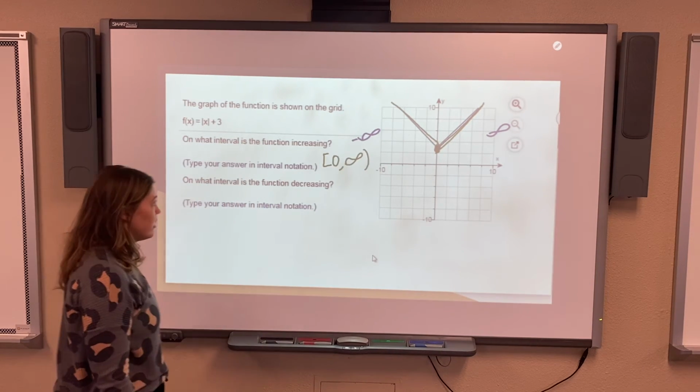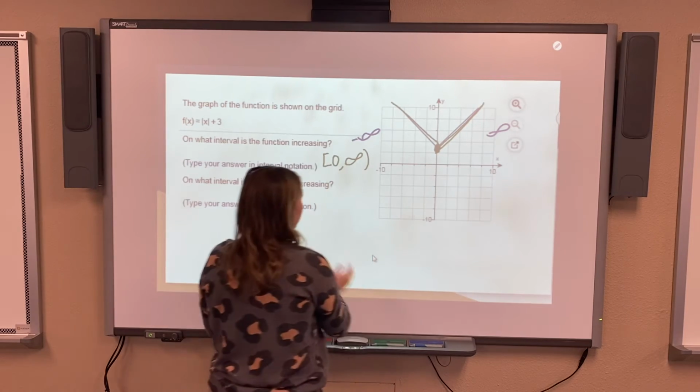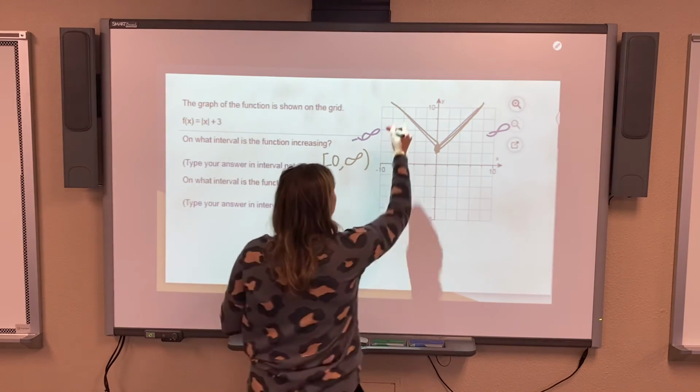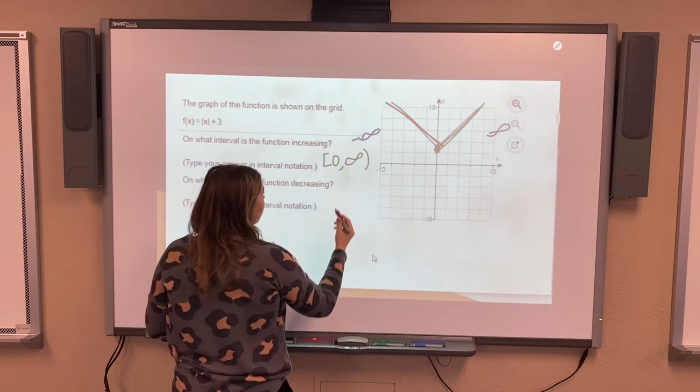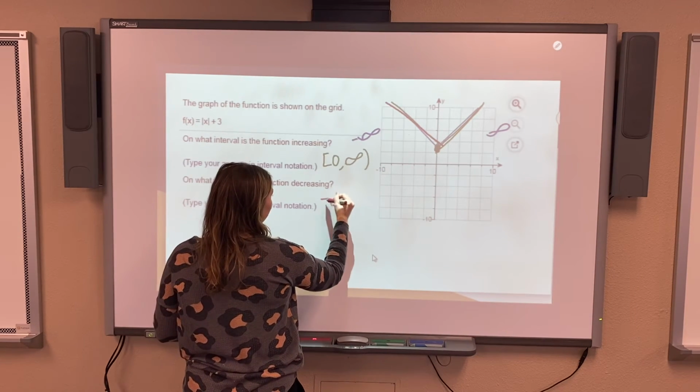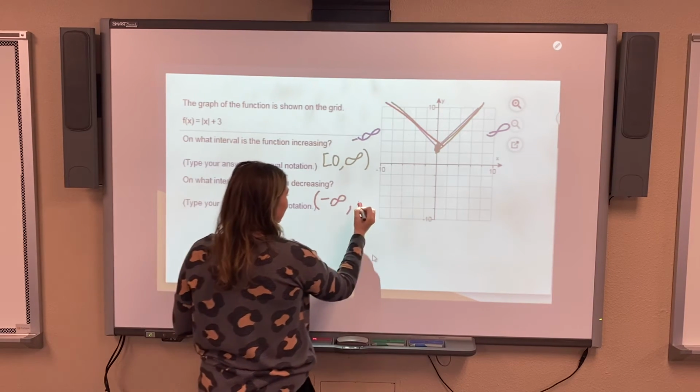And then at what interval is the function decreasing? That is from the negatives to 0. So negative infinity to 0 would be the interval where it is decreasing.